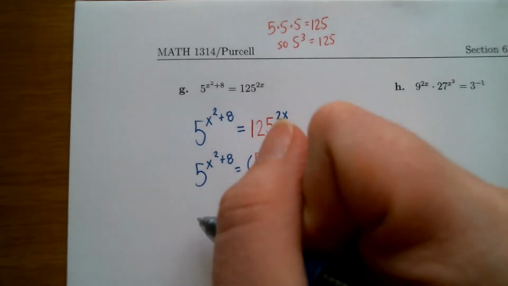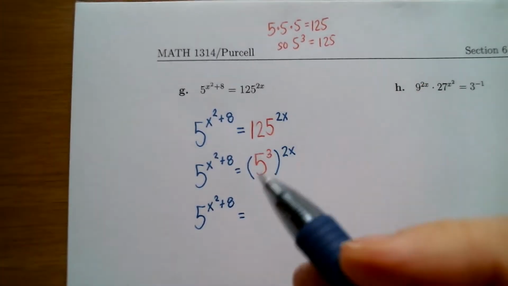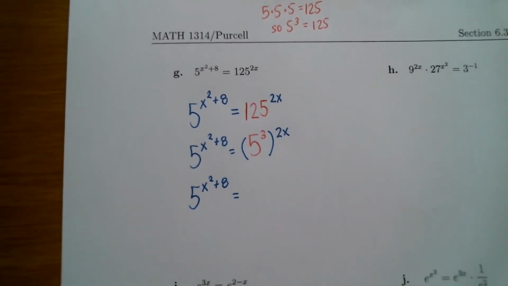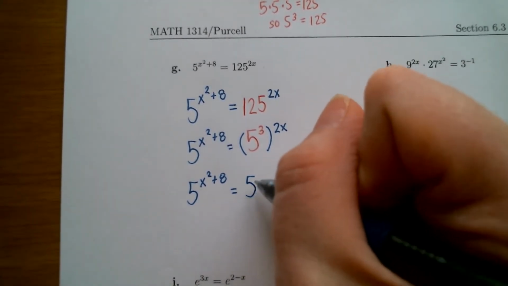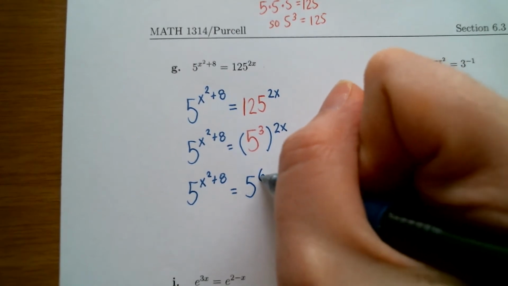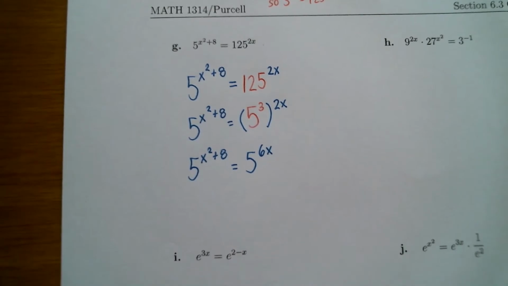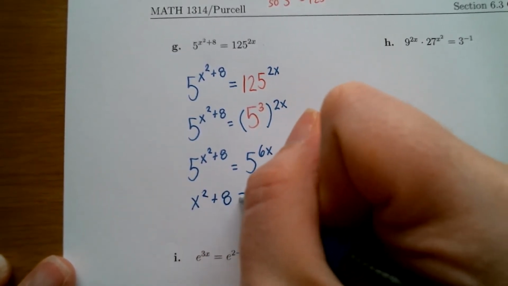Okay, the left is going to stay the same because we didn't make any changes. On the right, you have a power raised to a power. And we've seen from the other examples, when you have a power raised to a power, you want to multiply the exponents. So this is going to be 5 raised to the 6x power. Now we've reached a point where on both sides I have the same base and the exponents are as simplified as they can get. So now it makes sense to equate the exponents. So I'm going to set x squared plus 8 equal to 6x.